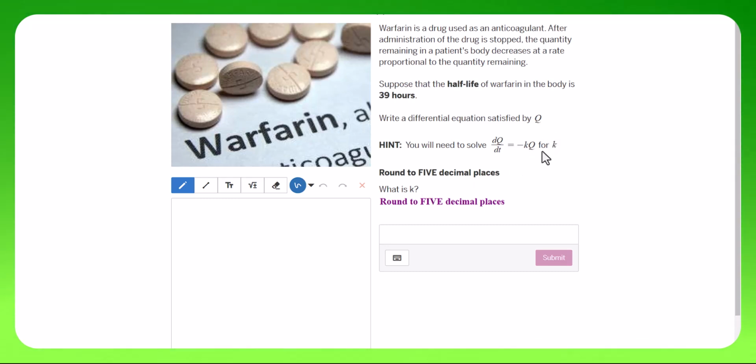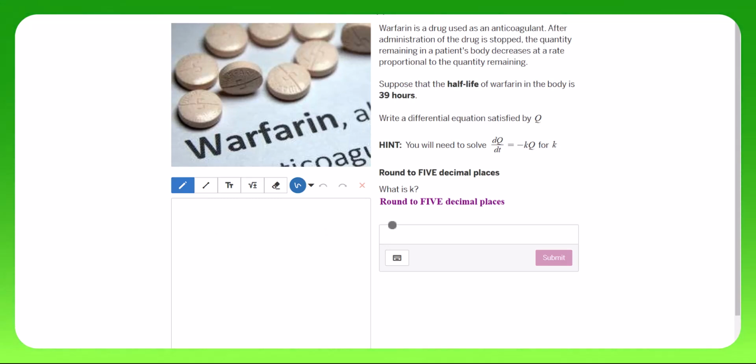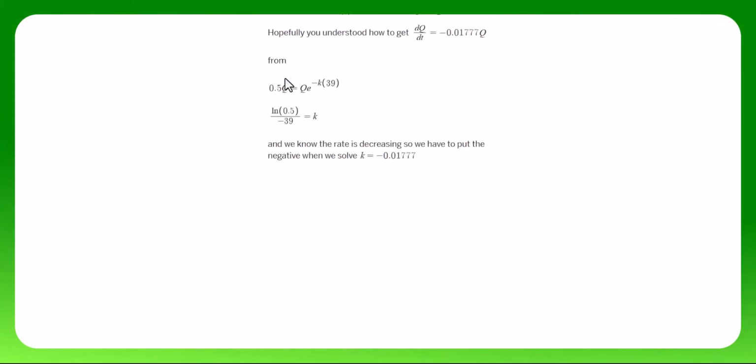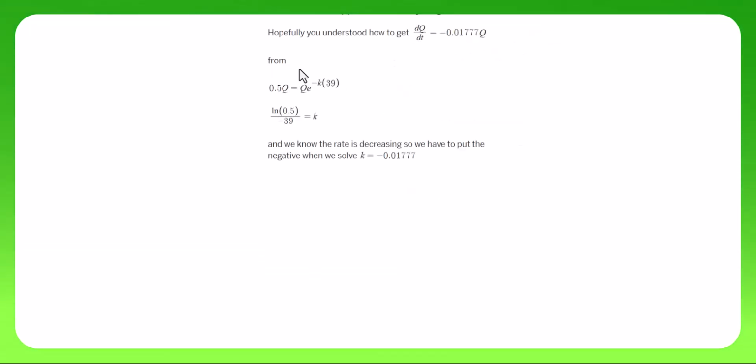So you're going to do the same thing here where you're given the half-life of warfarin is 39 hours, and to solve this differential equation, I'll skip ahead to show you how you're going to set it up. So you're going to do this here, but I'm kind of helping you. And so I set up the half-life, the half of the quantity that is there equals the quantity times e to the negative k 39. Where'd the 39 come from? Right there, 39 hours. Okay, so when you go through and you solve this for k, you should get this value.